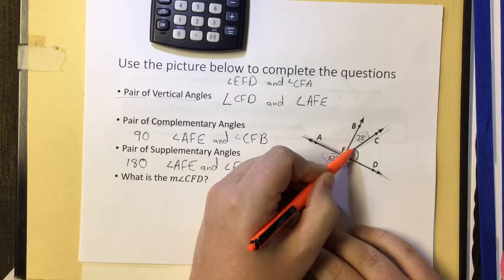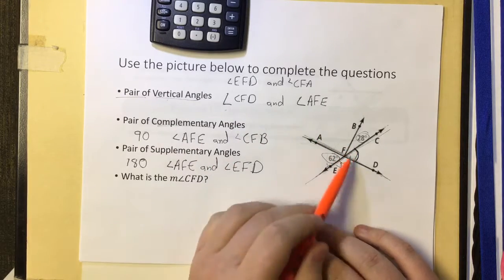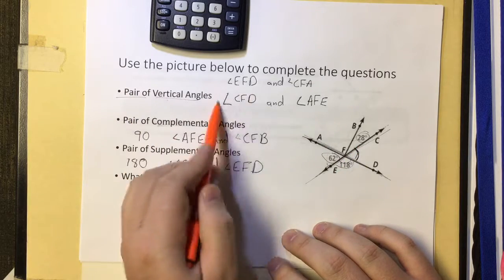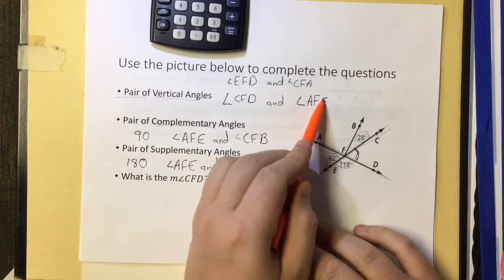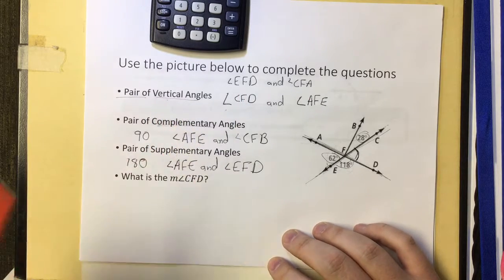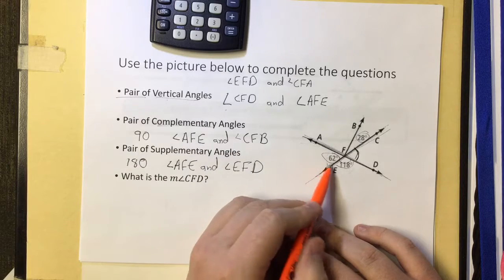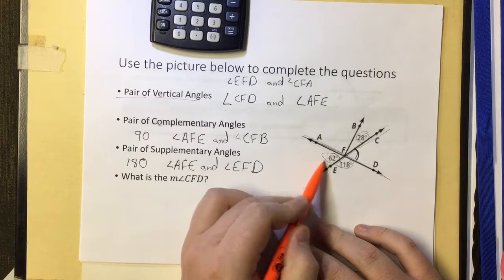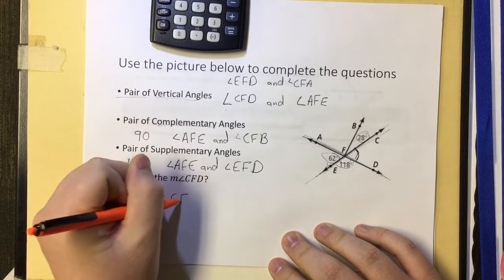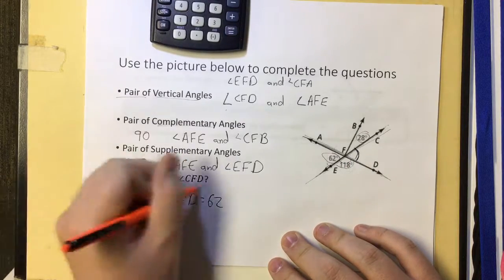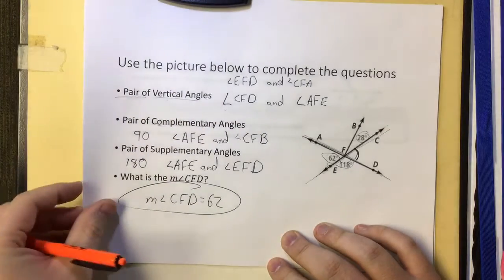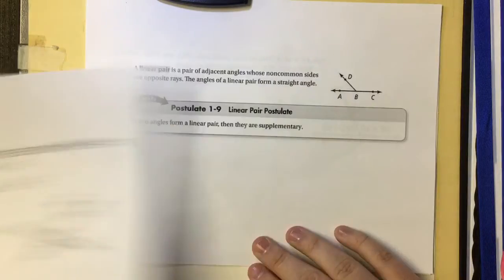CFD is this angle right here. Now, it doesn't say anything about its measure, but if we look back up here in the first one, I said that CFD and AFE are vertical angles. If they're vertical angles, that means they're congruent, which means their measures are equal. So since AFE was 62, the measure of angle CFD is also 62. Since they were vertical angles, they are congruent and therefore have the same measure.